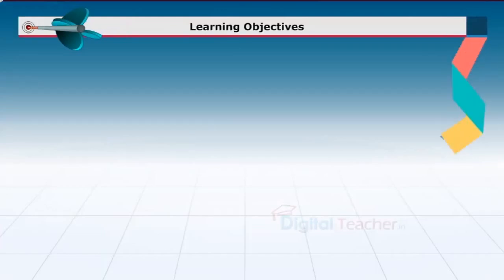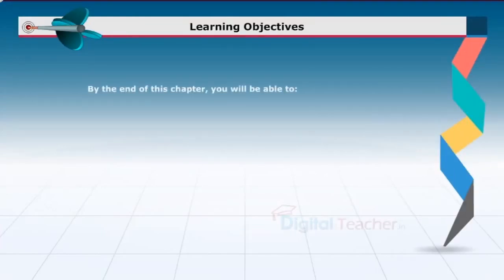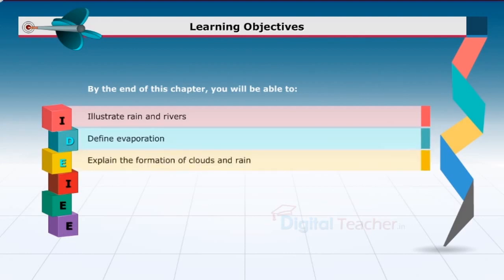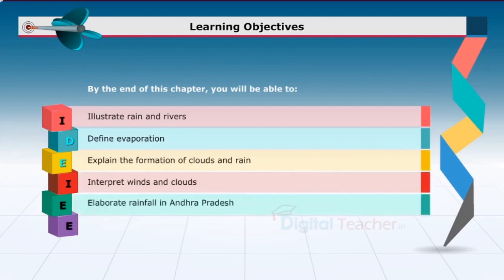Learning objectives. By the end of this chapter, you will be able to illustrate rain and rivers, define evaporation, explain the formation of clouds and rain, interpret winds and clouds, elaborate rainfall in Andhra Pradesh, explain floodplains and floods.